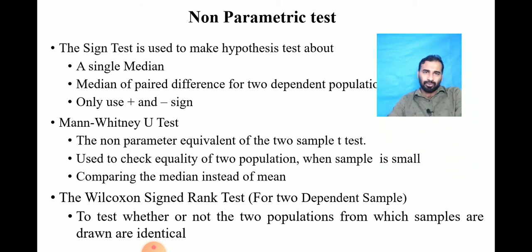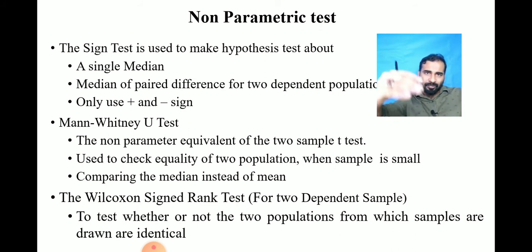This test is the non-parametric equivalent of the two sample t test. This test is only used as a non-parametric counterpart of the two sample t test, and it is used to check the equality of two populations when the sample is small. So in this test we are comparing the median of two different samples, not the mean. That's the only difference. We have used two sample t test, the independent t test. So Mann-Whitney U test is just a non-parametric counterpart of it. It is used when we have to compare two population medians when the sample is small.